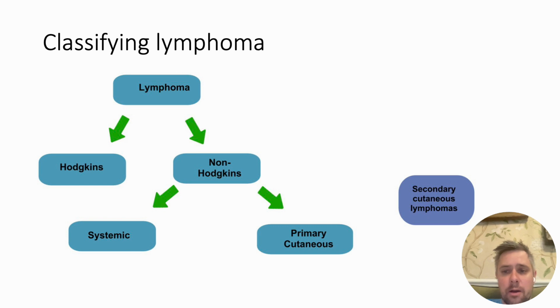When you classify lymphoma, we of course often divide them into Hodgkin's and non-Hodgkin's lymphoma. And then in the bucket of non-Hodgkin's lymphoma, it can either be a systemic lymphoma or a primary cutaneous lymphoma, where the lymphocytic proliferation starts in the skin. So if you get a skin biopsy that states that it is a lymphoma, you should always consider whether this could be a primary cutaneous lymphoma or a systemic lymphoma that has spread to the skin.